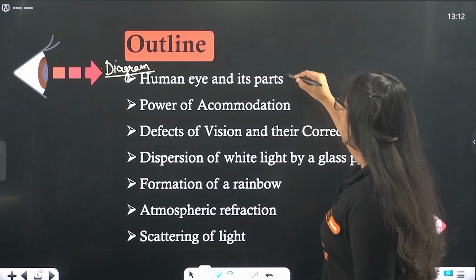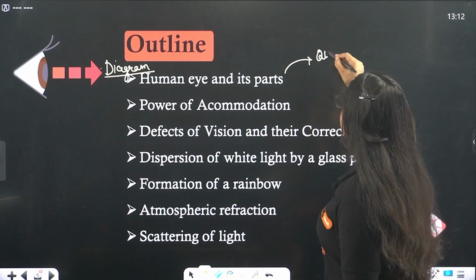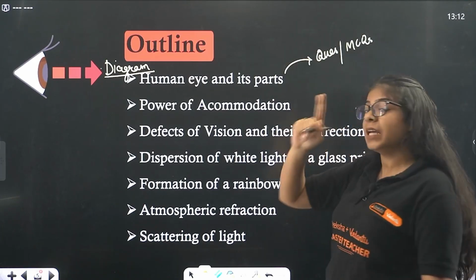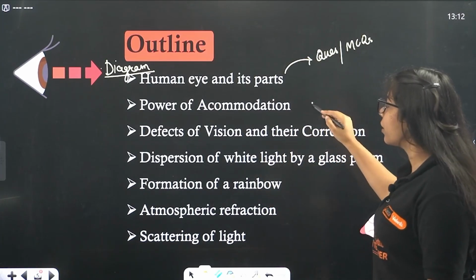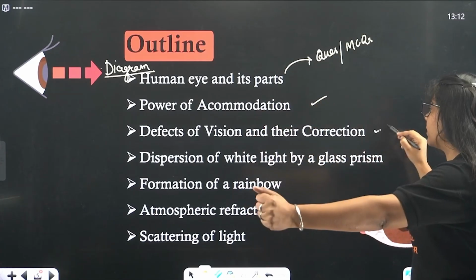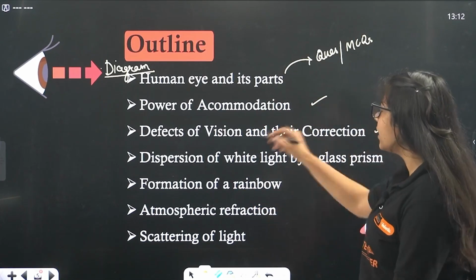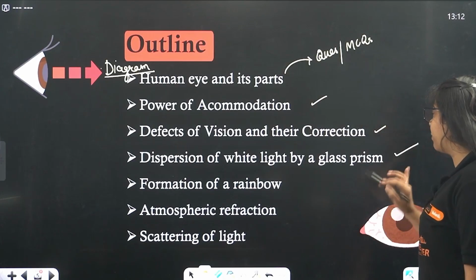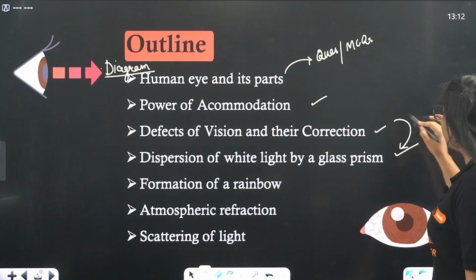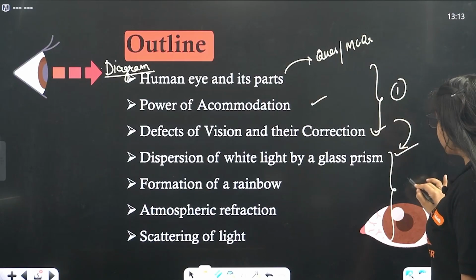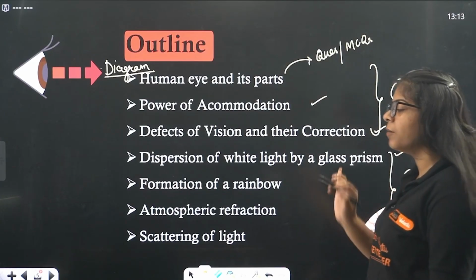Okay. Parts is where the questions or the MCQs will come from. Okay, so again, a very important thing here. Then power of accommodation, defects of vision and their correction. We know 3 kinds of defects, right? So we'll study about that. Dispersion of white light by a glass prism. Now this is a completely different section. This is your first section, and this will be the second section of this particular series.